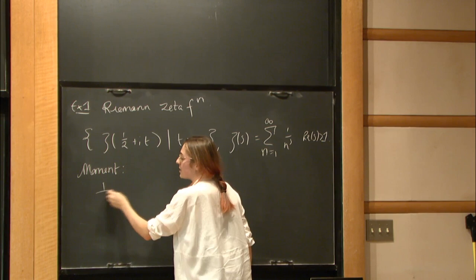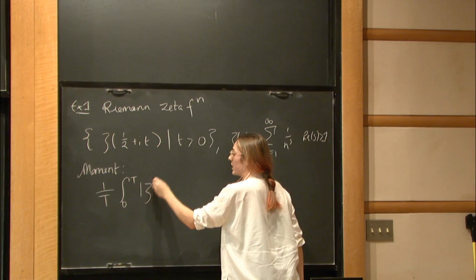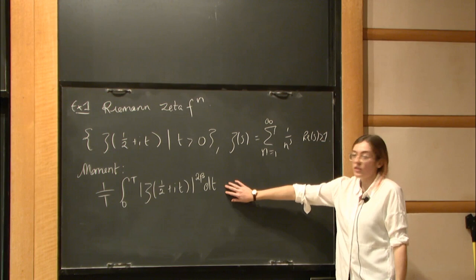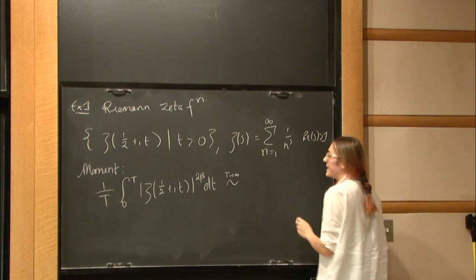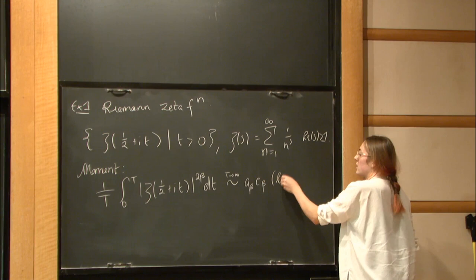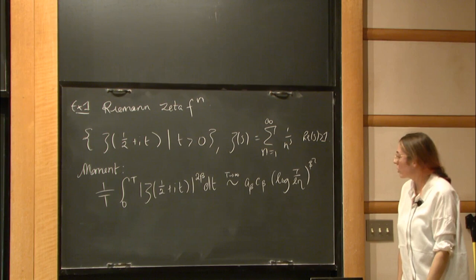A moment would be something like the following. So you take a long portion of the critical line, and you look at an average like that. There's a well-known conjecture about how this should behave. As t gets large, you should have some leading order coefficient terms which depend on beta, and I've separated out for a reason I'll mention in a minute, and the main term should be like log of t over 2 pi to the beta squared.